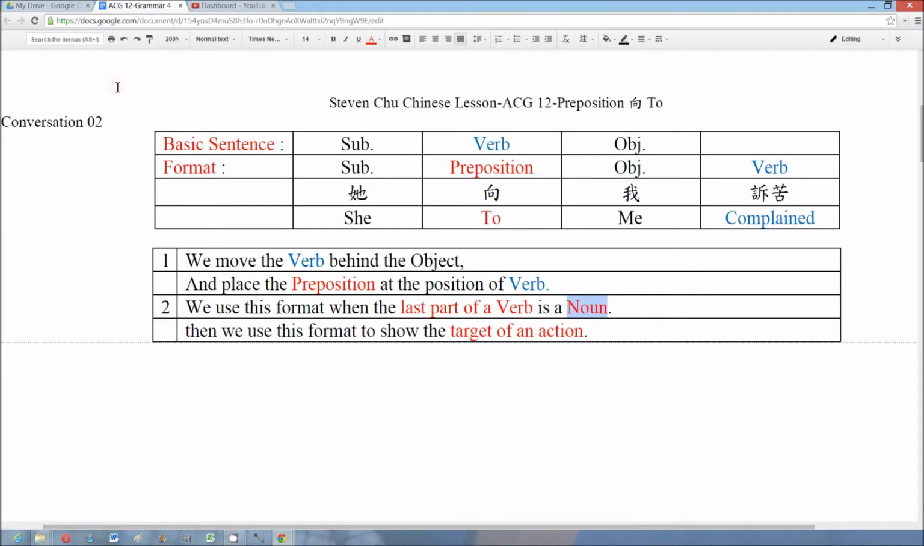I repeat the main points. We move the verb behind the object and use a preposition to replace it. And the reason we do this is that the last part of the verb is a noun, so it cannot be connected with the object directly.